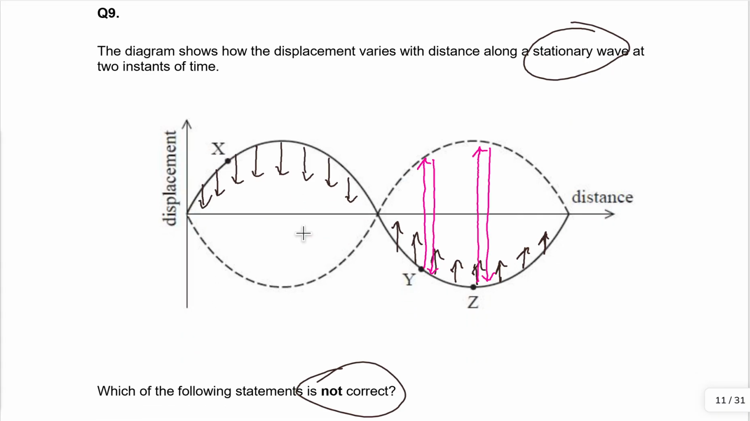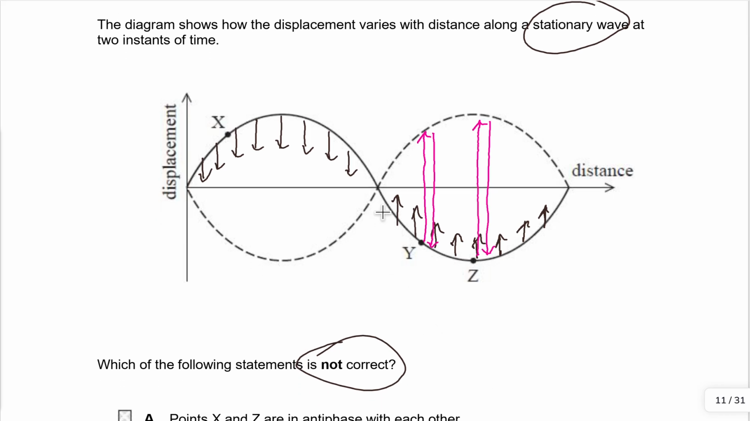Question 9. We have got a stationary wave. As soon as you've read that, you must be considering everything you know about stationary waves. I've added some annotations along the way. Now it says again, which following statement is not correct?